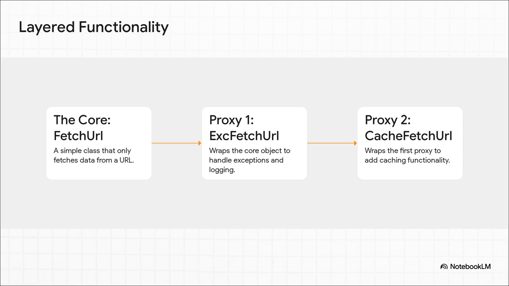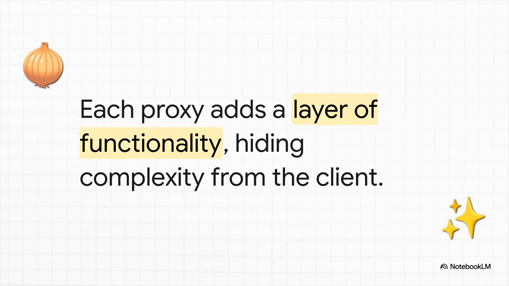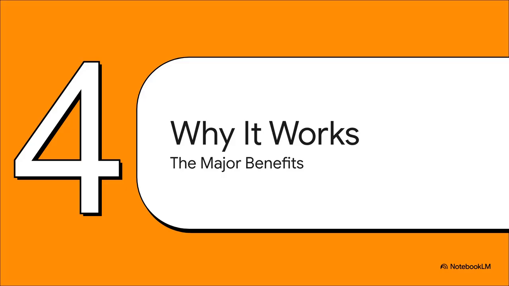But wait, there's more. We can chain these things. We can wrap that proxy in another one, say cacheFetchURL, which adds caching to the whole operation. And the best part? From the client's point of view, nothing has changed. It makes a single call to a single object. It has no idea it's actually talking to this awesome chain of proxies where each one is cleanly adding its own piece of functionality. So we've seen the how, but let's talk about the why.